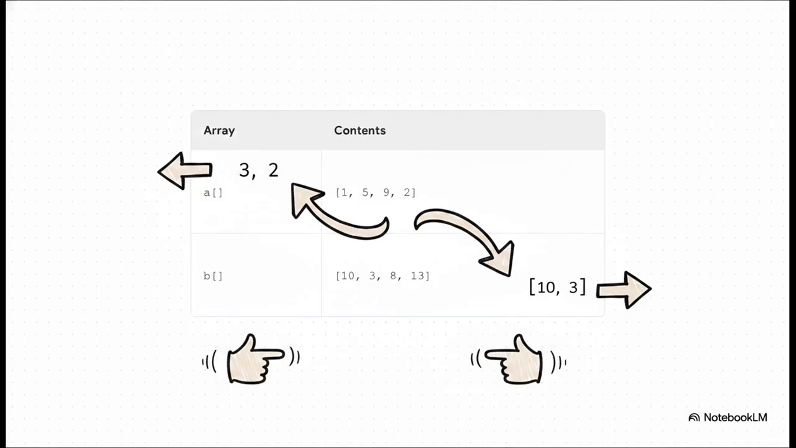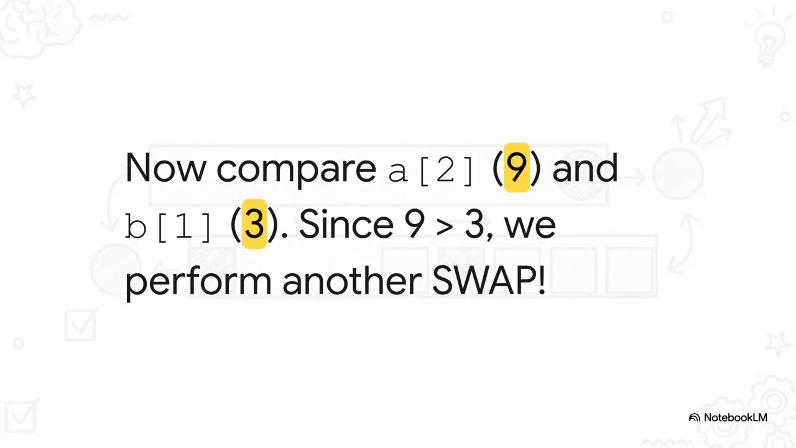And look at that. After the first swap, the 2 has moved to array A and the 10 has moved to array B. Yeah, the arrays look a little messy right now, but we've done something really important. We moved a large element to the large number array. Now we just move our pointers. The pointer in A moves one step left and the pointer in B moves one step right. And we just repeat the process.